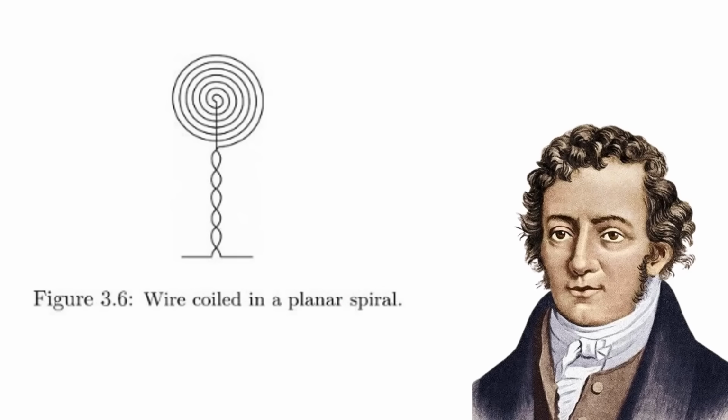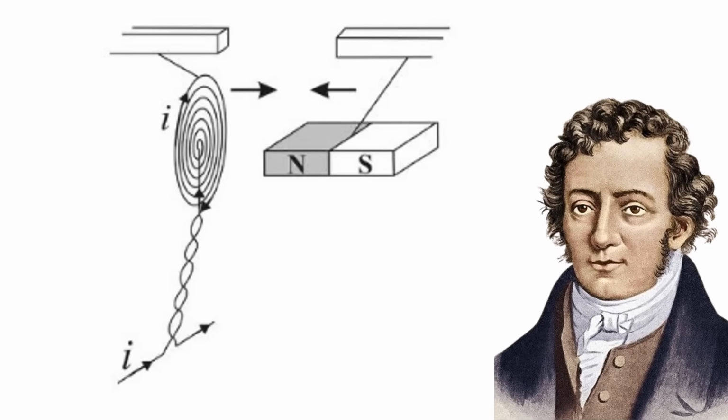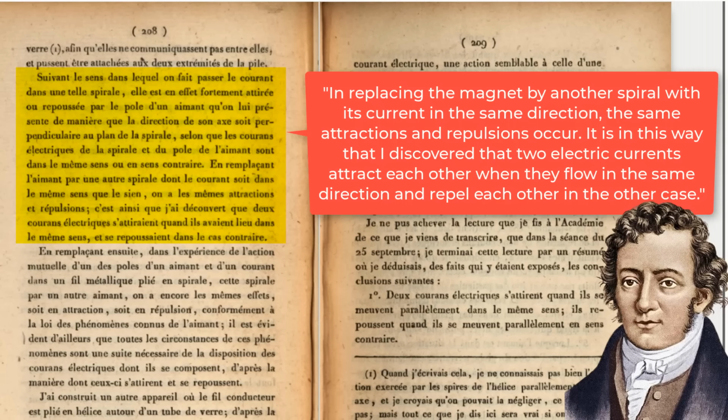Ampère thus created a pancake of wires in what is called a planar spiral. To his delight, Ampère found that this pancake worked like a magnet, where one side of the pancake was a north and the other is south, depending on the direction of the current. As one pancake spiral worked like a magnet, Ampère wondered if two would work like magnets with each other, which they did. Ampère then realized that in replacing the magnet with another spiral with its current in the same direction, the same attractions and repulsions occur. It is in this way that I discovered that two electric currents attract each other when they flow in the same direction and repel each other in the other case.